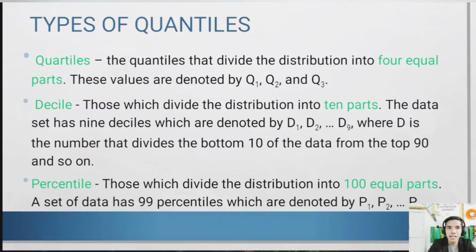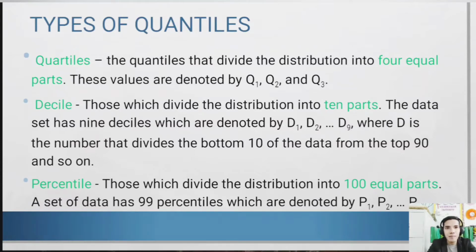Next, we have what we call decile, which is a type of quantile that divides the distribution into 10 parts. The data set has 9 deciles, which are denoted by D sub 1 as decile 1, D sub 2 as decile 2, and so on and so forth until D sub 9 or the decile 9, where D sub 1 is the number that divides the bottom 10 percent of the data from the top 90 percent, and so on.